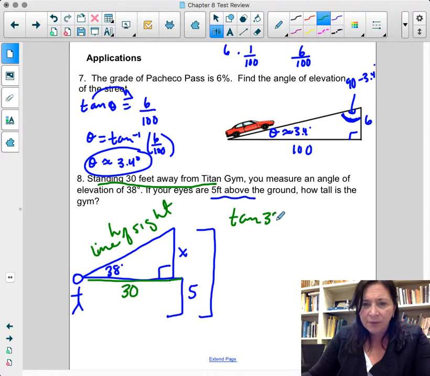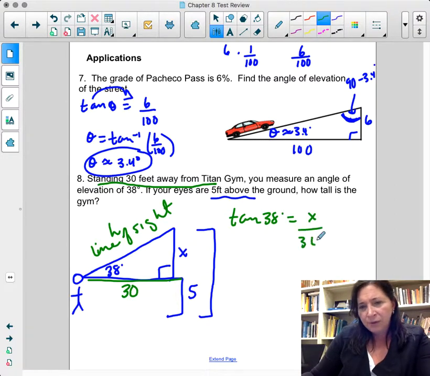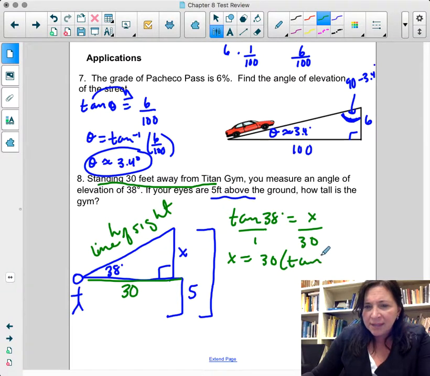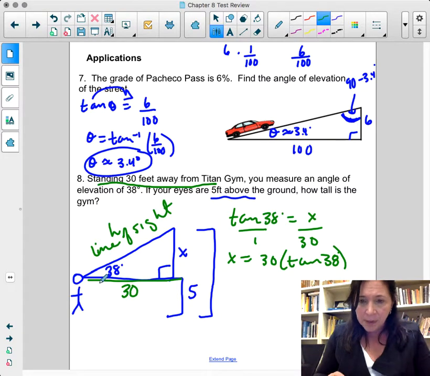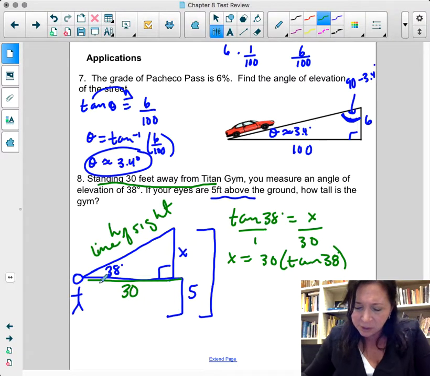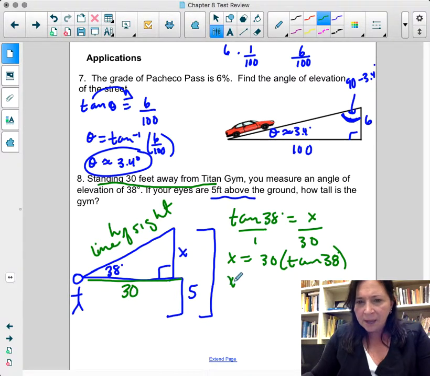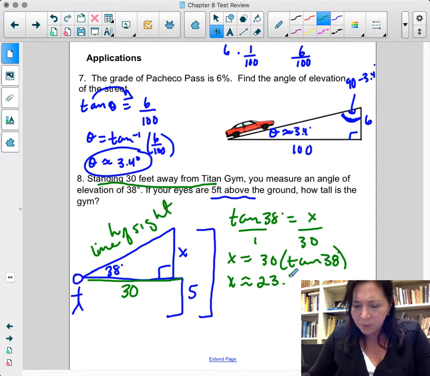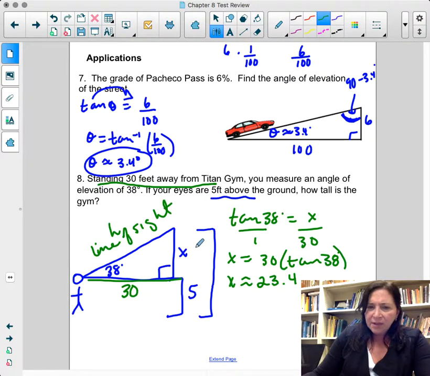So tangent of 38 degrees is equal to x over 30, opposite over adjacent. So we're going to go x is equal to, because I'm cross multiplying, 30 times tangent of 38 degrees. And so I need to figure that out first. So here we go. 30 times tangent. So I got to go to trig functions. Tangent of 38 degrees is equal to 23.4. So I get x is about, because I rounded this value, 23.4. Okay, so that's this value right here.